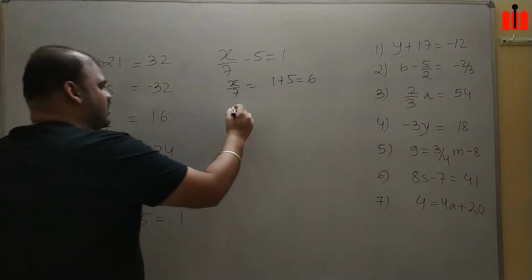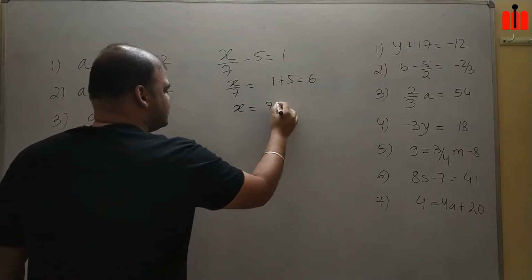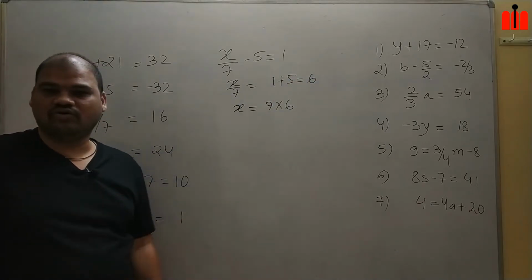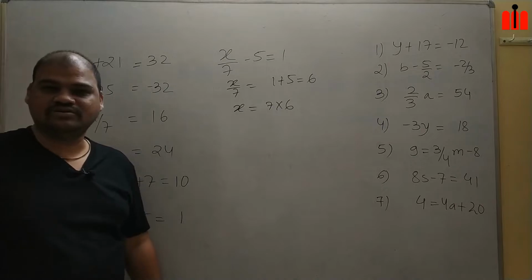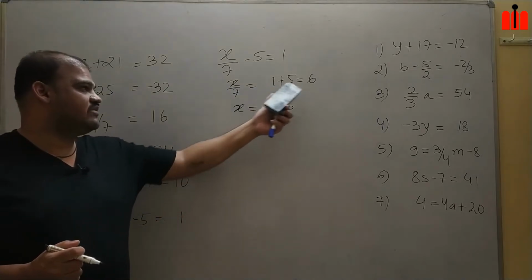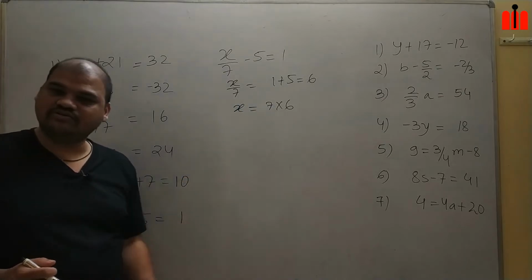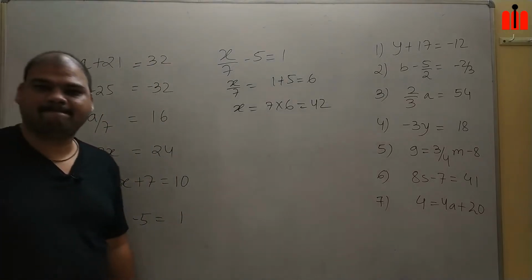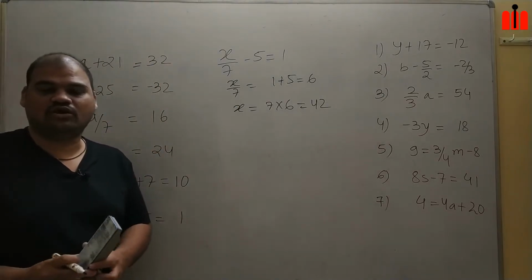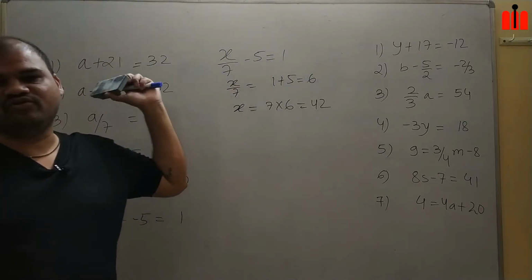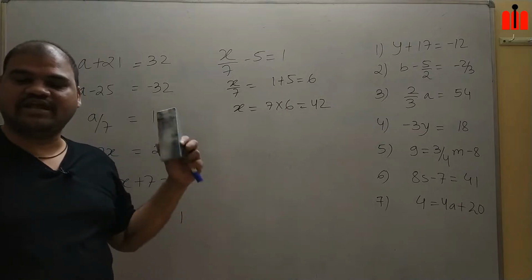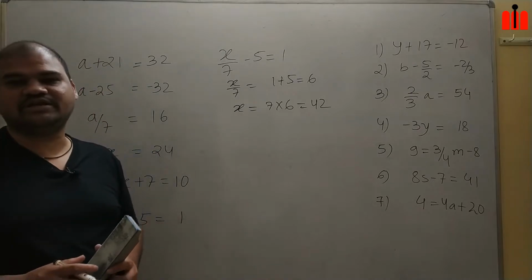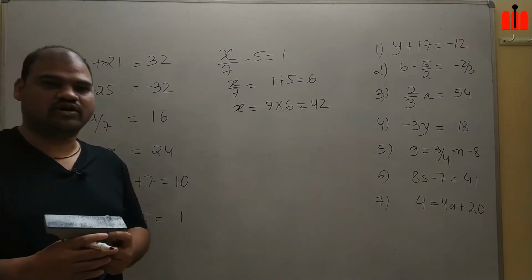Okay. So what will be the x? x will be equal to 7 into 6. Why 7 into 6? 7 is in division. Once it goes to RHS, it will be in multiplication. So x by 7 equals 6. So x equals 7 into 6, which is equal to 42. Are you getting it? So this is one way to solve the problem. You shifted minus 5 to RHS, it had become plus 5. x by 7 equals 6. 7 is in division. Once it goes to RHS, it will be in multiplication. So x equals 7 into 6, which is 42.